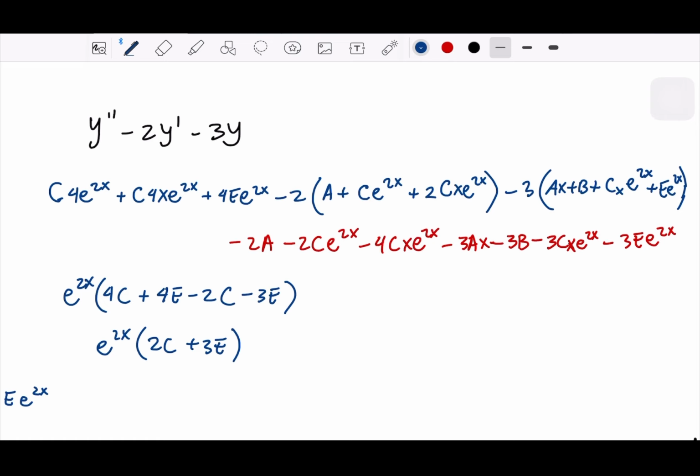Okay, and then the other one is x e to x. This is 4c, negative 4c, so 0, and then negative 3c. Okay, I think that's all. Yeah, we can continue after the break. Well, I will finish this and we can continue after the break. Okay.